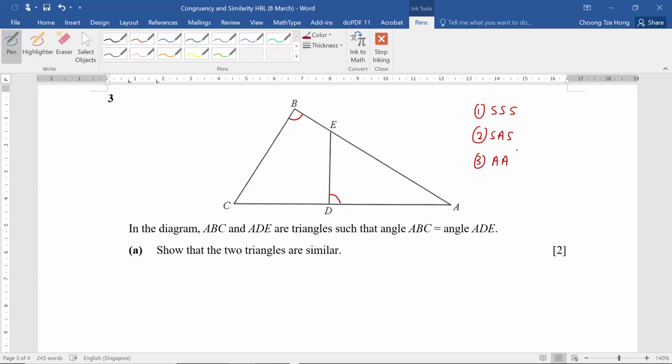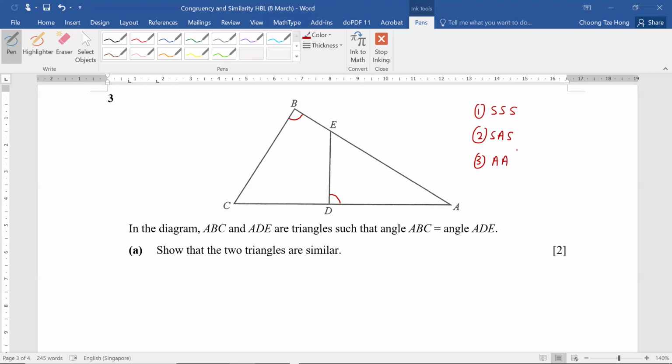You do not need to find the third angle, because if two angles are the same for the two triangles, then automatically the third angle will be the same, because the sum of angles in a triangle is always equal to 180 degrees, right?